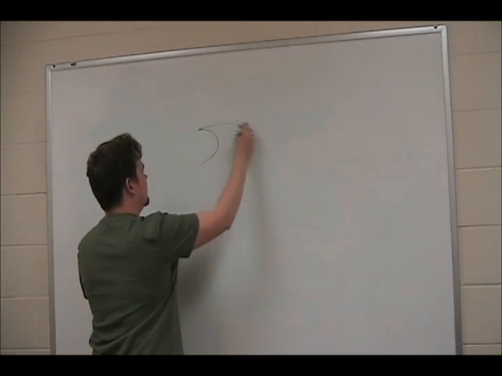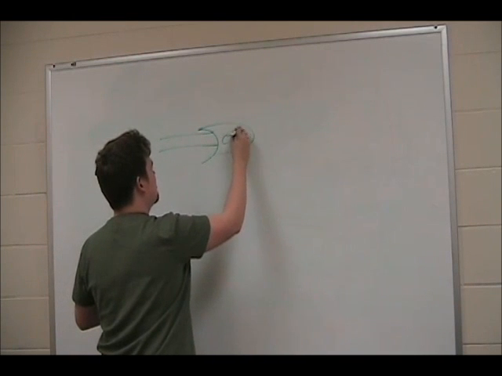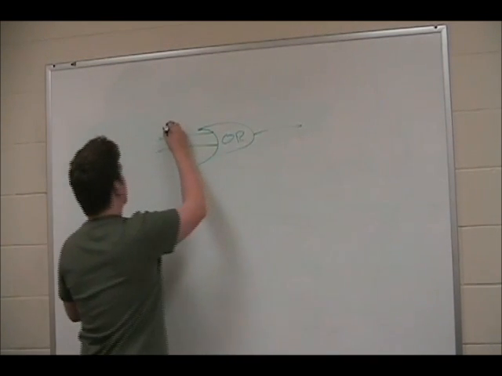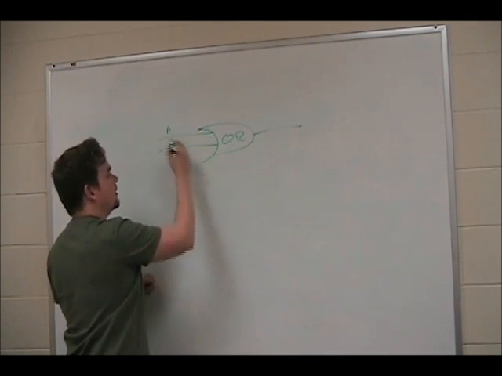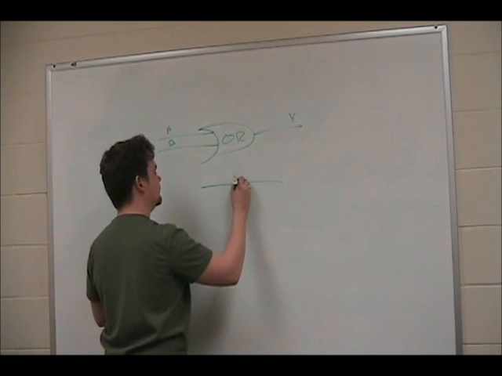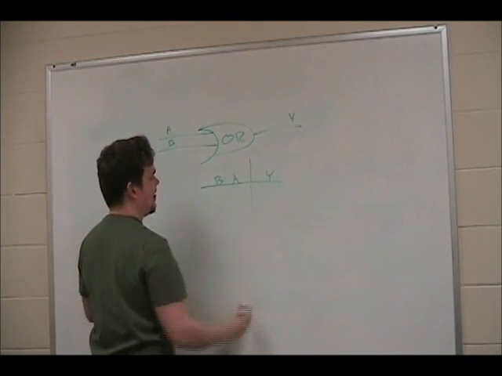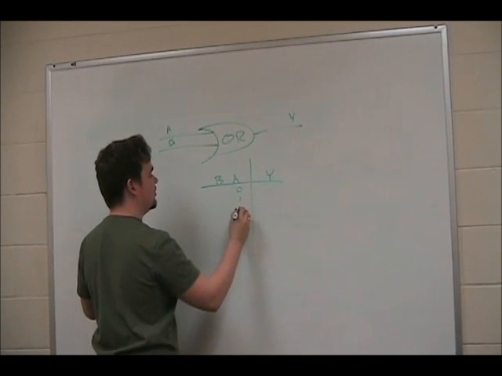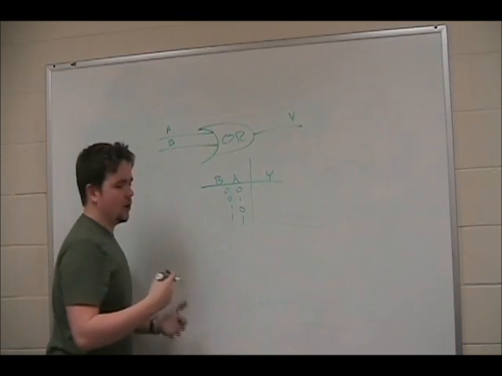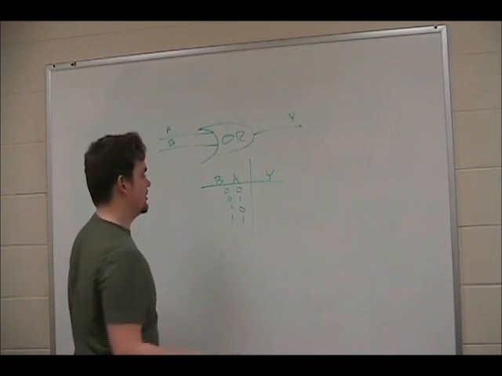Pointy gate. Let's use a 2-input OR. Inputs A, B, and output Y. Let's make up a truth table. So same thing, 0, 1, 0, 1, 0, 0, 1, 1. Shows us all the possibilities that can possibly occur at the inputs.